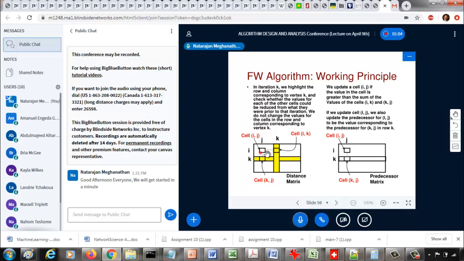Let us say I want to see if we can reduce the entry for cell I comma j. We have to compare what we currently have at cell I comma j with I to k plus k to j. When I say I comma j, that means row index I, column index j. So I comma k is the distance from I to k, and k comma j is the distance from k to j. Is the sum of these two distances less than the distance that we have currently from I to j?